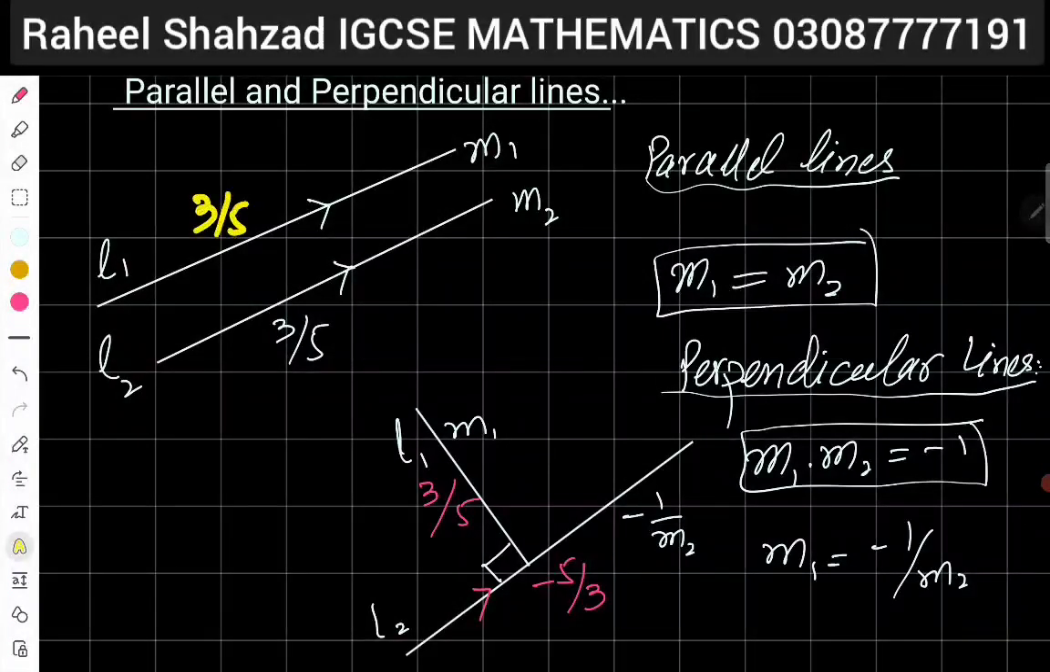So if these lines are parallel, both have slope 3 by 5, 3 by 5. Here the lines are perpendicular: if the first line has slope 3 by 5, the second would have minus 5 by 3. You flip it, you change the sign. Is that clear?